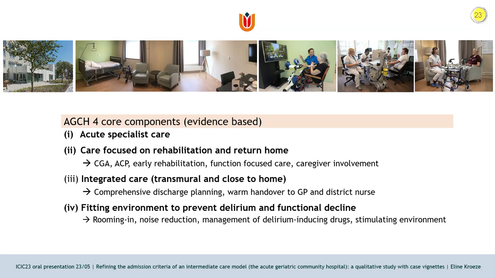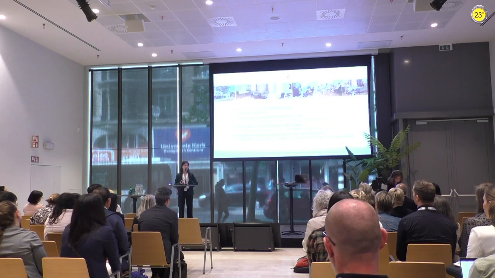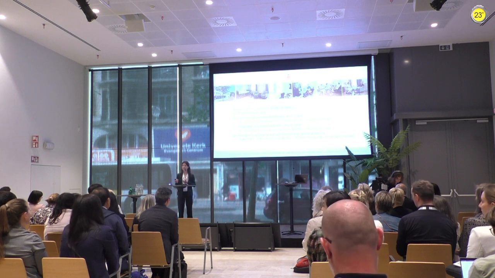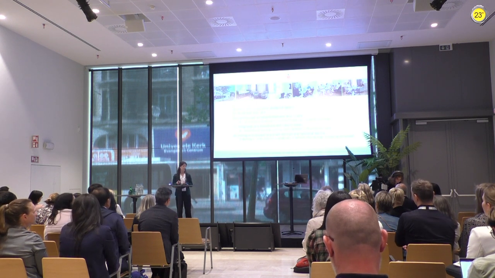Now a bit more about the acute geriatric community hospital model. I'll try to explain it shortly. We designed it based on four core components, and these are all evidence-based. So the care provided in the acute geriatric community hospital is acute specialized care, so hospital care, and it's provided in the community, in a facility in the community. Care is focused on rehabilitation and return home, so already in the acute phase they start with early rehabilitation. And the care provided is also integrated care, so it's transmural and close to home. It's provided in a fitting environment for older people in order to prevent delirium, but also functional decline.